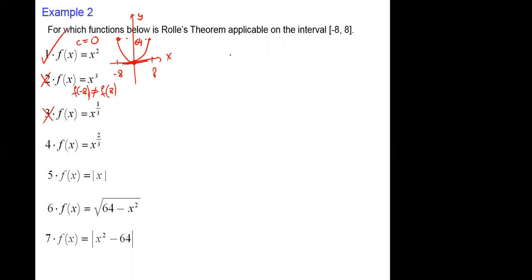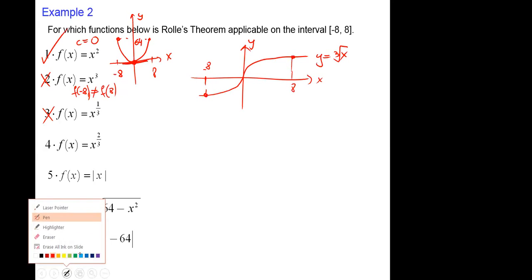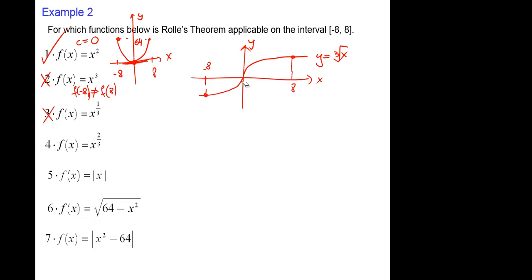Even if the function is, let me actually draw it for you, because cube root of x looks like this. And this will be the value for -8 and +8. But since this function is the inverse of x cubed, we remember we do have a vertical tangent.